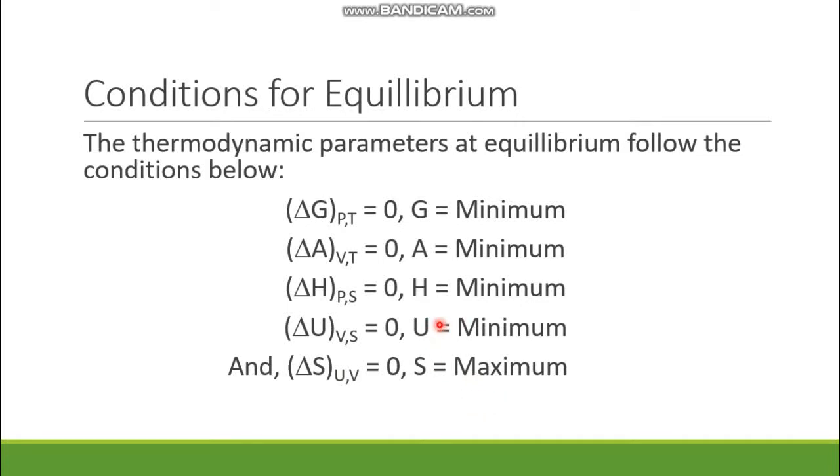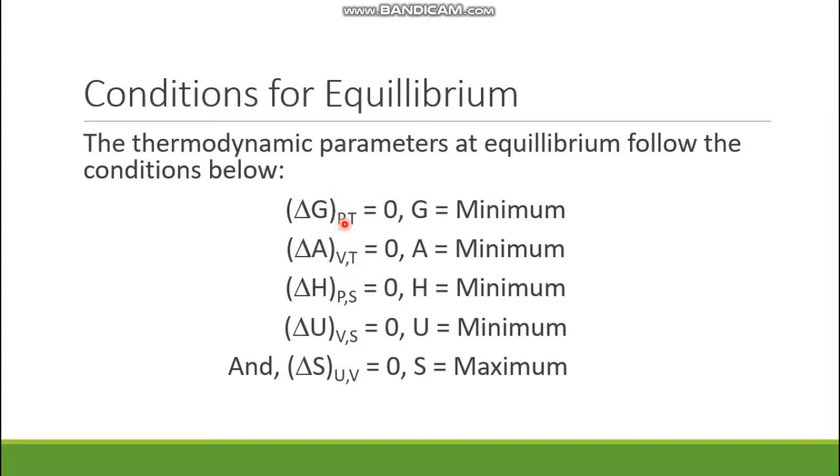Okay, so these are the conditions, and there are also some other suffixes. The free energy change should take place at constant pressure and temperature, the work function at constant volume and temperature, enthalpy at constant pressure and entropy, internal energy at constant volume and entropy, and in case of entropy, at constant internal energy and constant volume. That means isodynamic and isochoric. This one isochoric and isoentropic. This one isobaric and isoentropic. This one isochoric and isothermal. This one isobaric and isothermal.